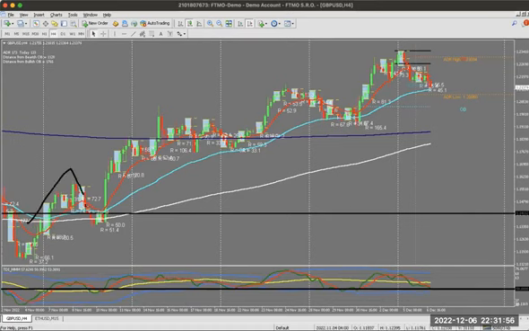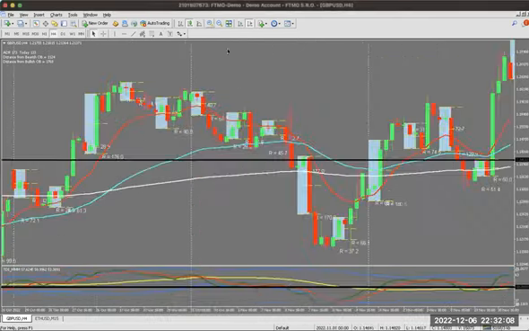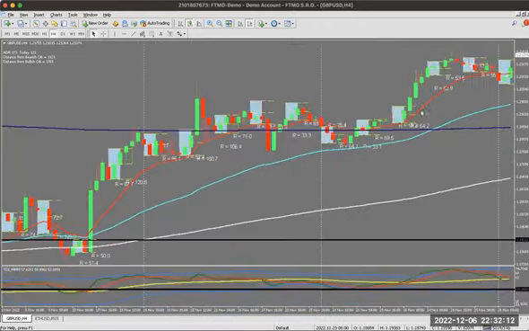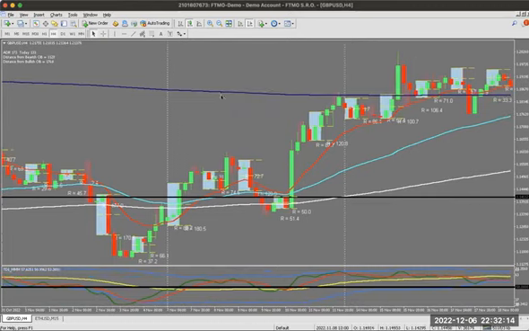Once you determine that your price is pushing up, the only thing you do is wait for the price to come near the moving average. Then you look for your candle. You look for your bullish engulfing, or you look for your pin bar. So I'm going to start this from the bottom here so that it's clear.